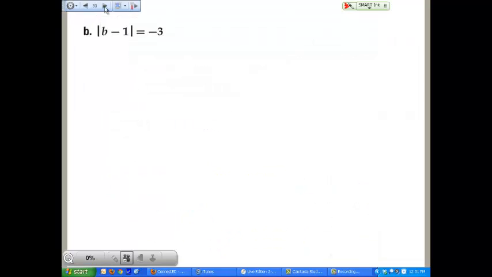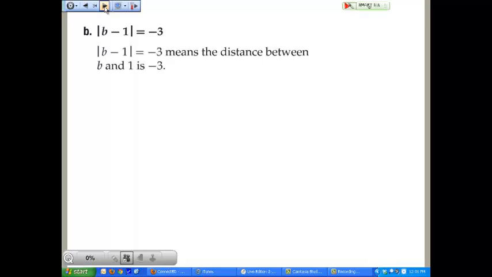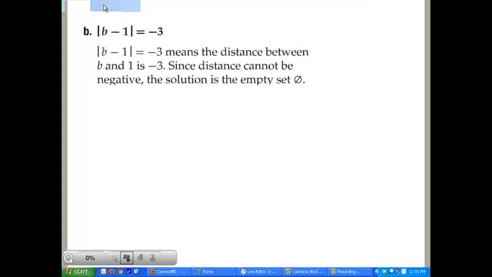Let's look at another example. The absolute value of b minus 1 is equal to negative 3. If that's the case, we know that the absolute value of b minus 1 equals negative 3 is the distance between b and 1, and that distance equals negative 3. Since distance cannot be negative, the absolute value of a number cannot equal a negative number, this is an empty set. There is no solution.